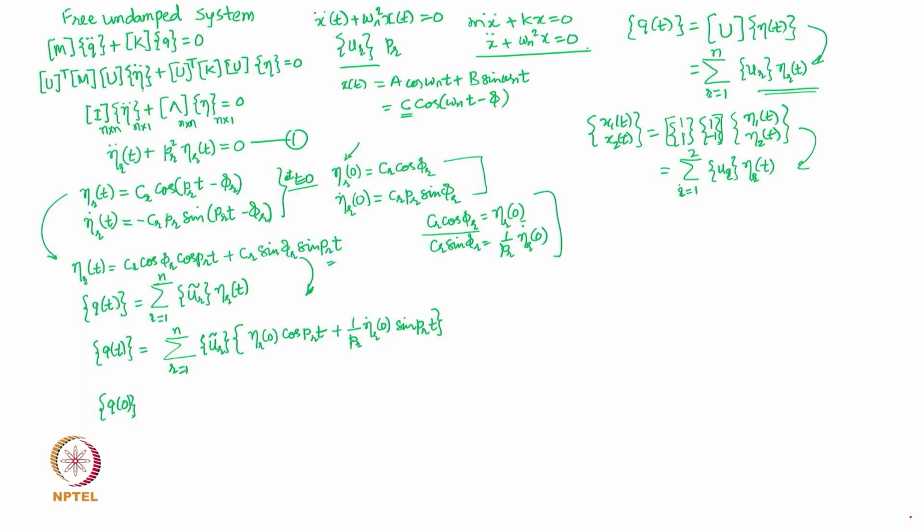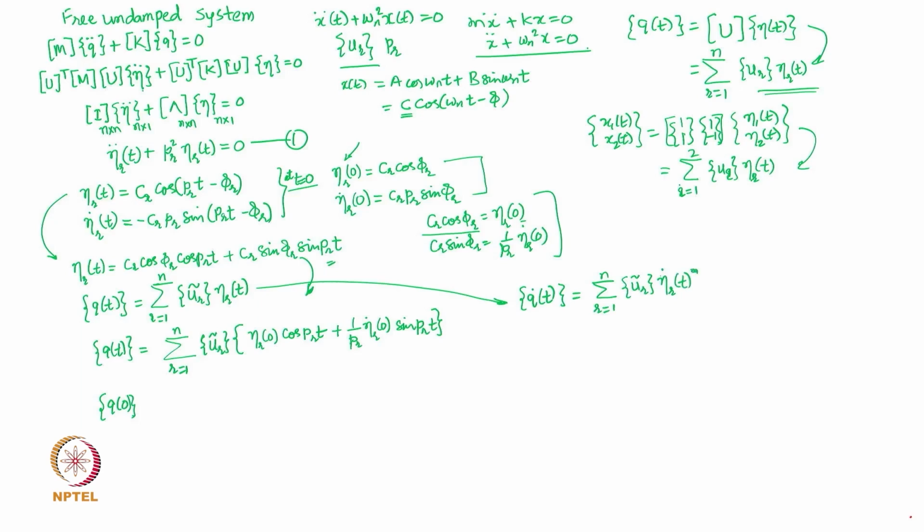I will do it this way. I can get this eta r, this equation, to write here that q dot(t) equals the sum for r equal to 1 to n of ur tilde eta dot r(t). So we have two of these equations.